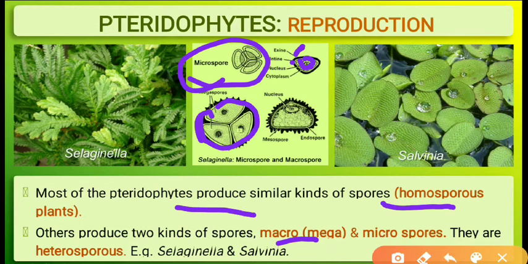Most of the pteridophytes produce a similar kind of spore called homospore, and some produce two kinds of spores, micro and mega. These are different sizes of spore. Macro means large, micro means small, and they are heterosporous. Heterosporous plants are Selaginella, Salvinia, Marsilea and Azolla. Remember, M for Marsilea, and again remember one more example, Azolla.